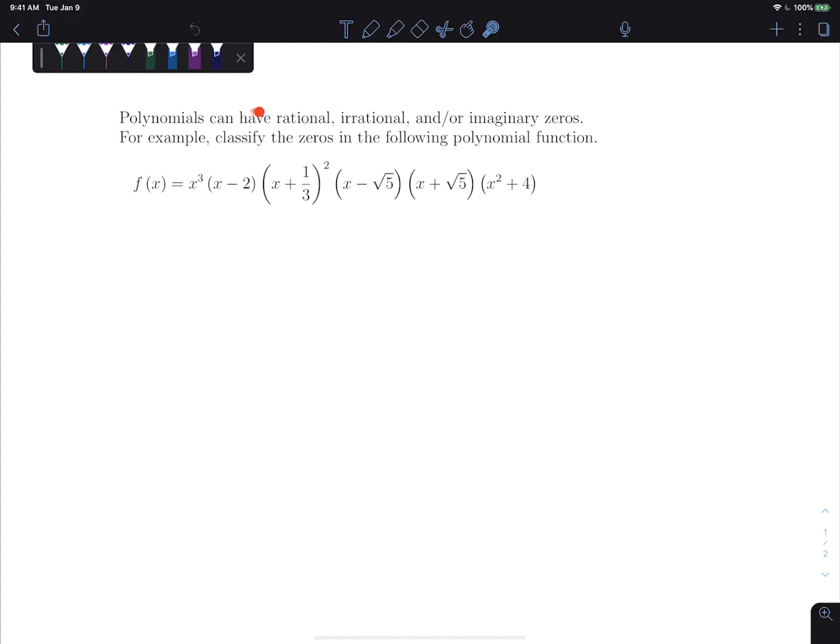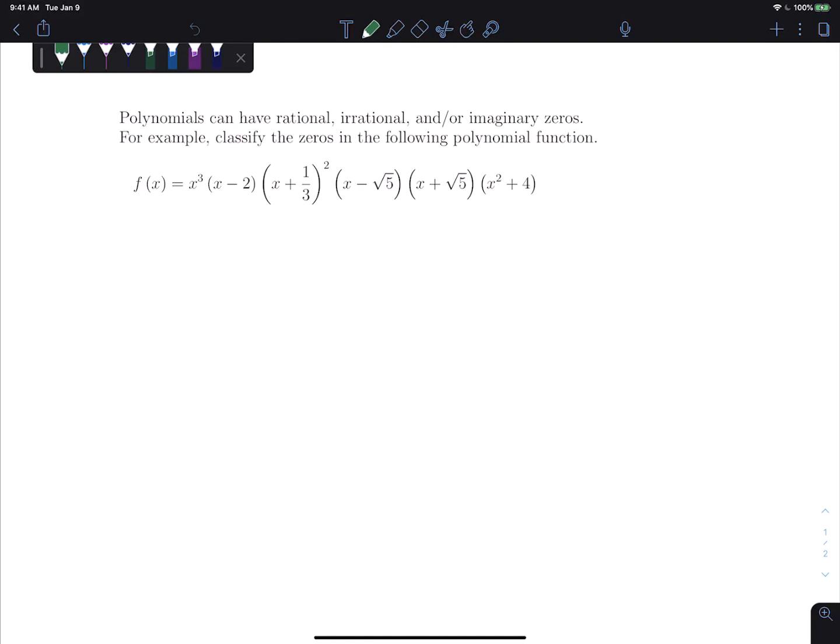So polynomials can have rational, irrational, and/or imaginary zeros. For example, we want to classify zeros in the following polynomial function. We have f of x equals x cubed times x minus 2 times x plus 1/3 squared times x minus the square root of 5 times x plus the square root of 5 times x squared plus 4. Okay, there are several things here.